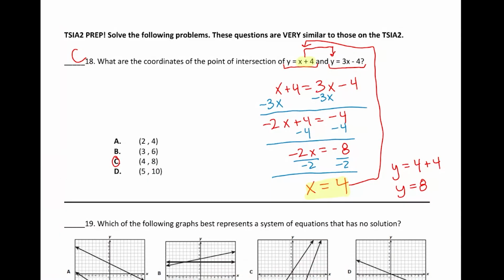Now let's say you're in the middle of the test, you kind of have a brain fart, you just kind of forget how to solve this algebraically.